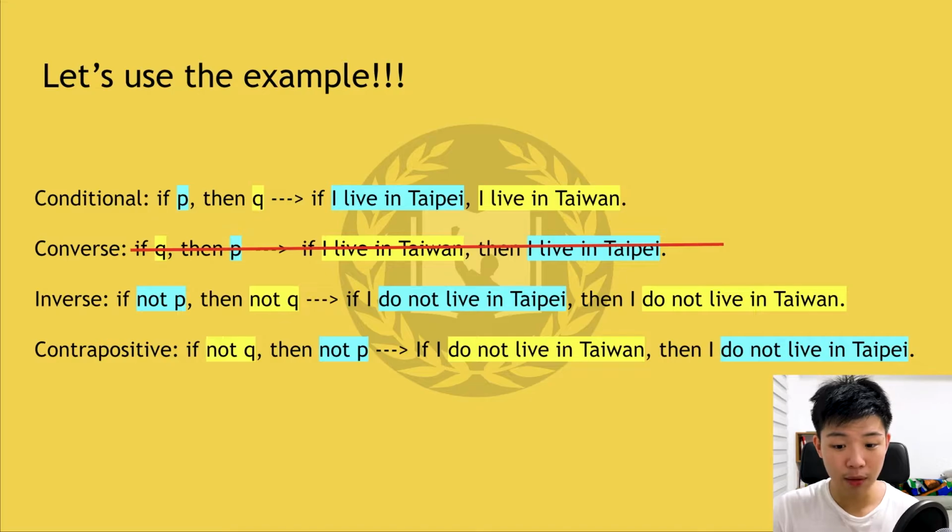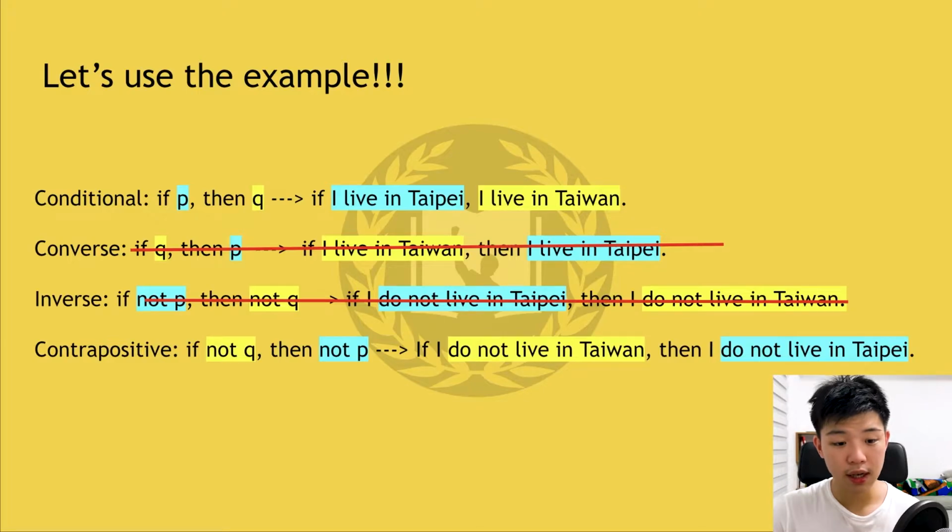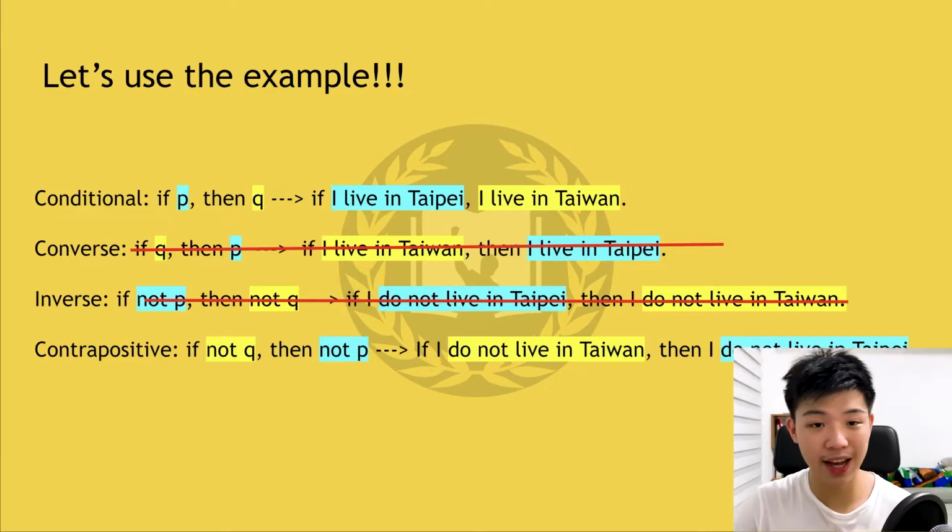This has to be true because not living in Taiwan means that you cannot live in any of its cities. Also notice how when the conditional is true, the contrapositive is true. And when the converse is true, the inverse is true, and vice versa. This is because the converse and inverse are opposites of each other, and the conditional and contrapositive are also opposites of each other. Therefore, by using conditionals, we can determine which statements are true about the original statement, if I live in Taipei, I live in Taiwan.